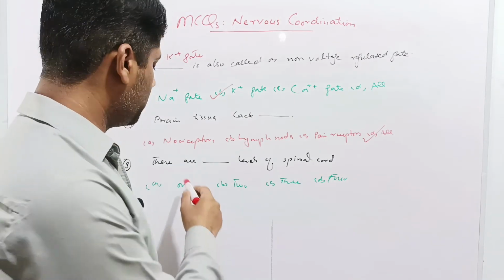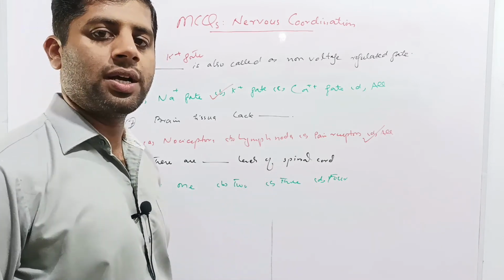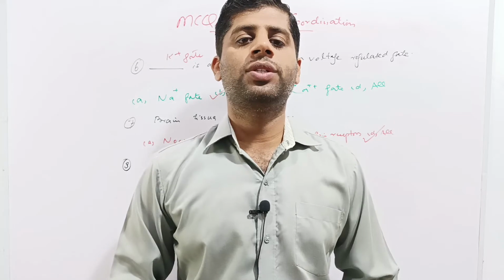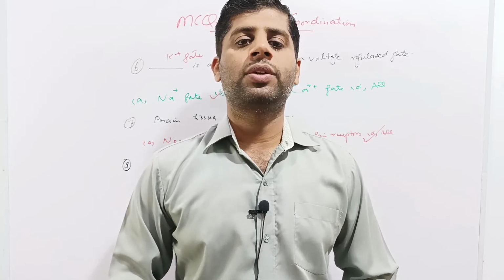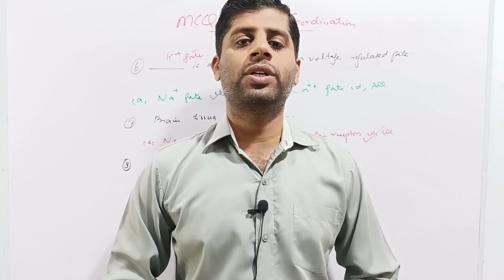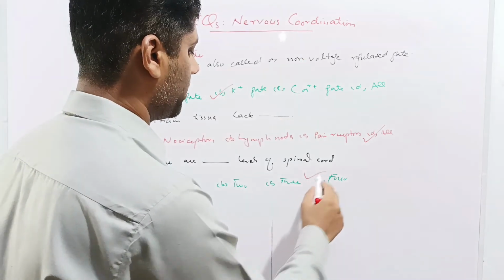Our next question is, there are dash levels of spinal cord. Given options are 1, 2, 3 or 4. An interesting question, that the spinal cord has 4 levels: the cervical level, the thoracic level, the lumbar and sacral level. So these are the 4 levels of the spinal cord. So option D is correct.